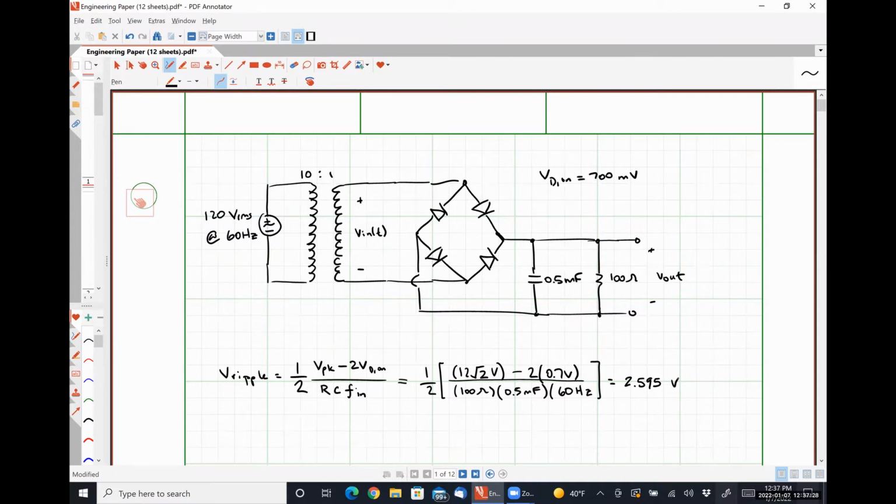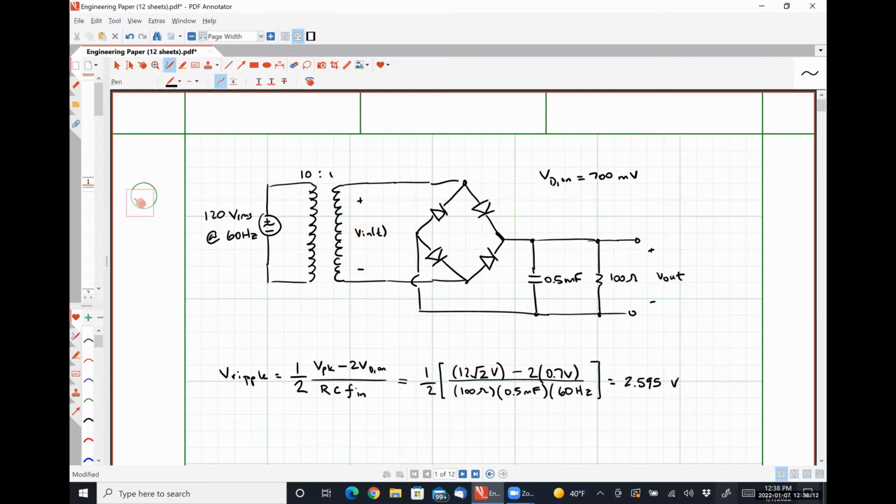Yeah, it is a lot. So how does that value compare to our peak? So what's 12 square root of 2? That's going to be 12 times 1.4, about 17. And then let's call it 2.5 volts. So what percentage is that? 2.595 divided by 12 square root of 2, 15%, roughly.